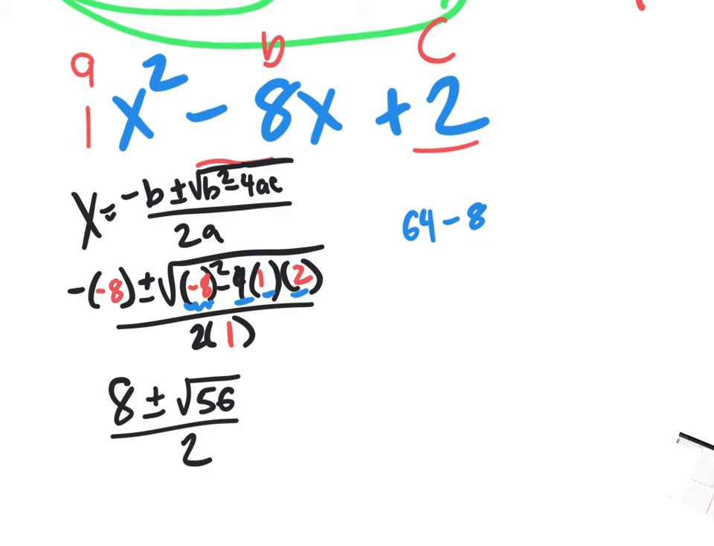The question is, could 56 be broken down to a perfect square number? 56 is 1 times 56, 2 times 28.